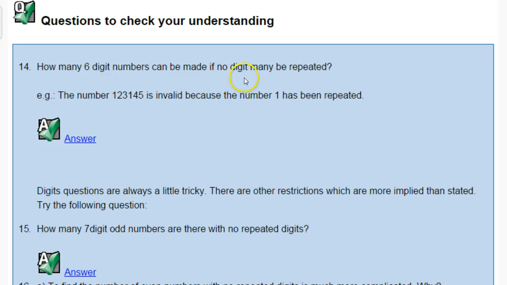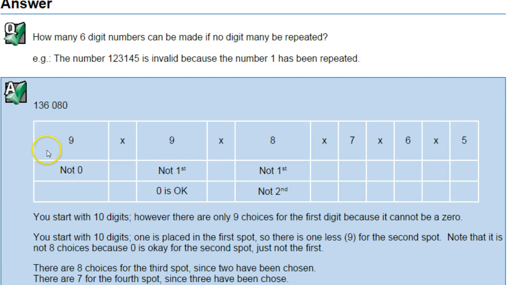So let's take a look at that. How many 6-digit numbers can be made if no digit may be repeated? So for example, 1, 2, 3, 1, 4, 5 is not valid because we've repeated the number 1. So we've got 6-digit numbers, and no digit may be repeated. Take a moment to think about that. So let's lay it out for you. 6 digits: 1, 2, 3, 4, 5, 6. Now, we know that the first digit cannot be a 0. That means we have only 9 possibilities for the first number.